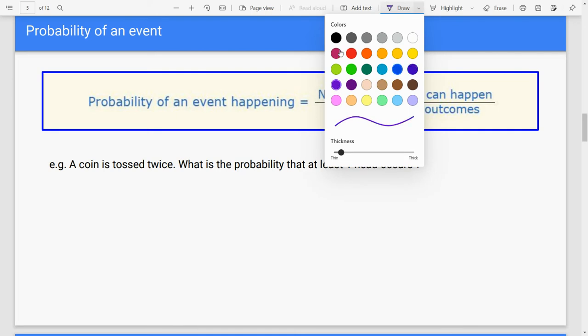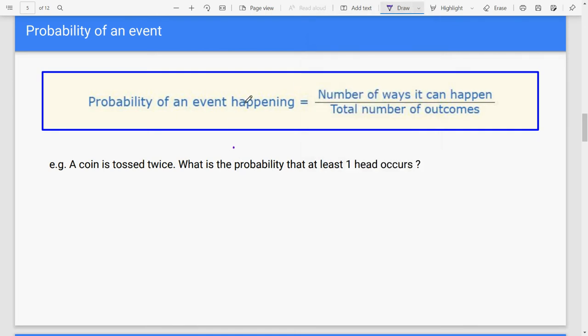So if you are defining probability, the probability of an event happening, because we are talking about the event only, is given by a simple formula: the number of ways that a particular event can happen divided by the total number of outcomes. The total is called the size of the sample space, and the number of ways it can happen is called the size of the event. We will see what this means.